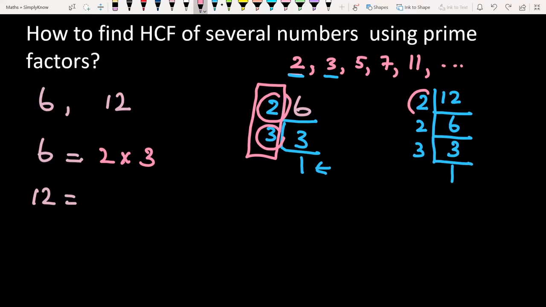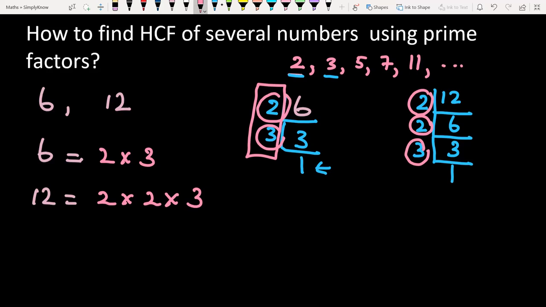Now these are the prime factors of 12. So let's write 12 as a product of its prime factors. 2 times 2 times 3. Now we have written both numbers as a product of their prime factors.